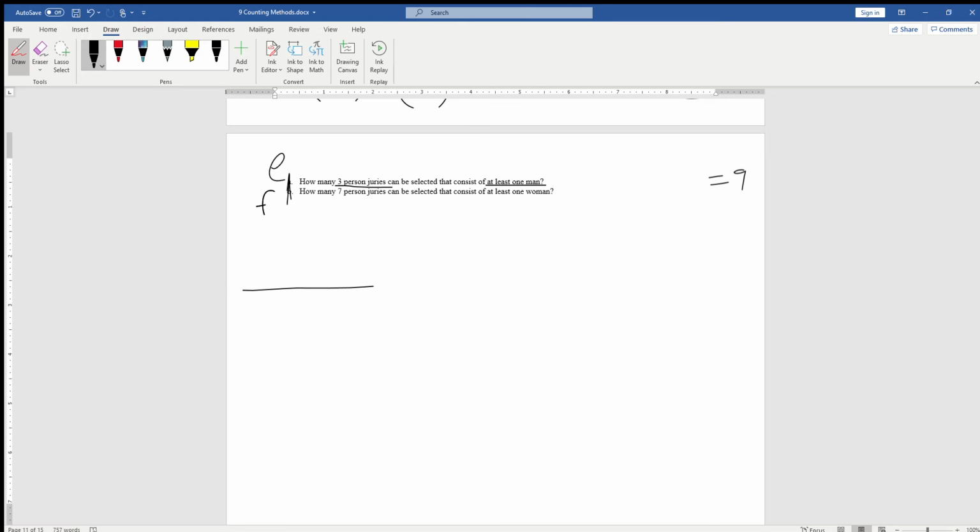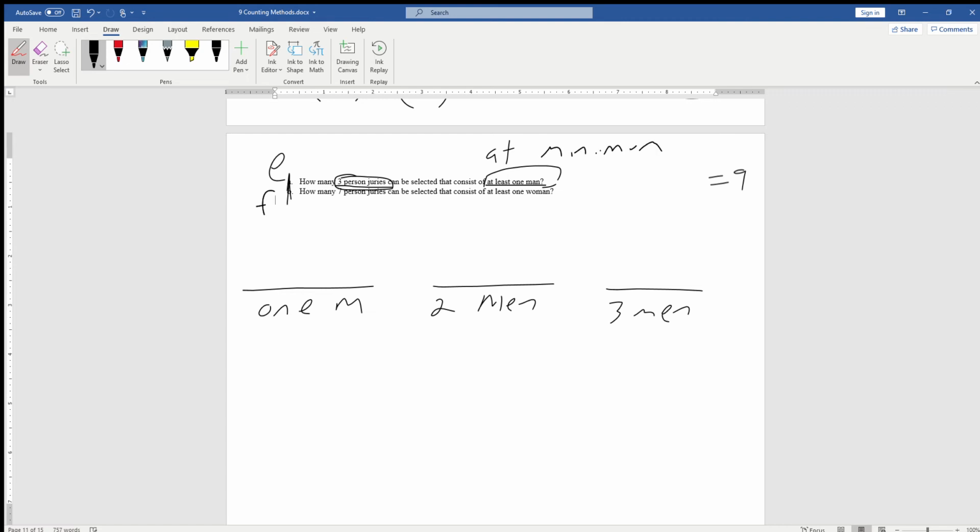There's a scenario where we have 1 man. There's a scenario where we have 2 men. And then there's finally a scenario where there are 3 men. We only go up to 3 because it says a 3-person jury. At least 1 man means at minimum.